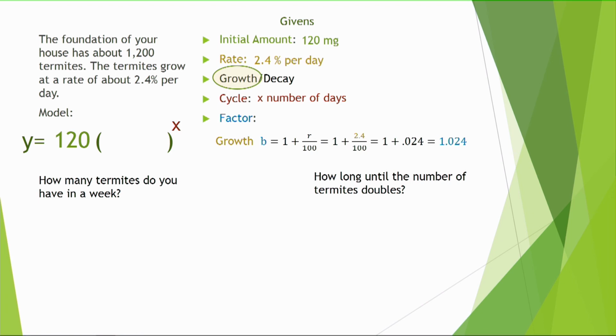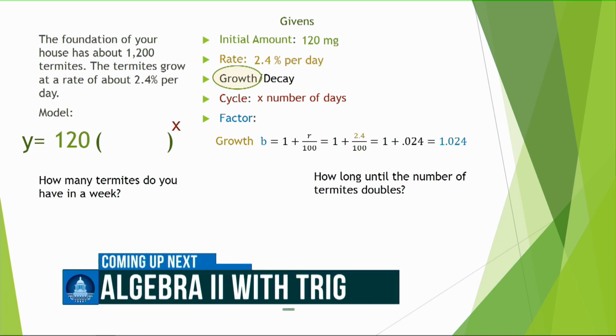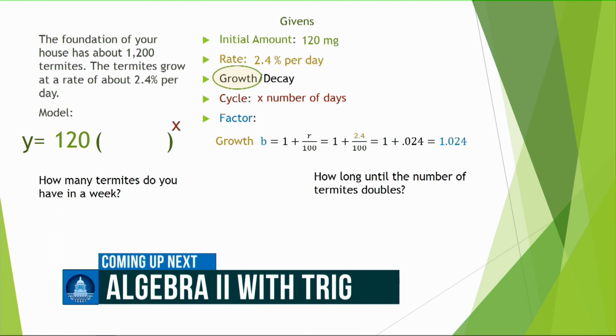So we're going to get 1 plus 2.4 over 100. And we're going to get 1.024. All right, so I know that there's a mistake that it should be 1200 instead of 120, but I did do it in our calculations. I just missed it in our model.